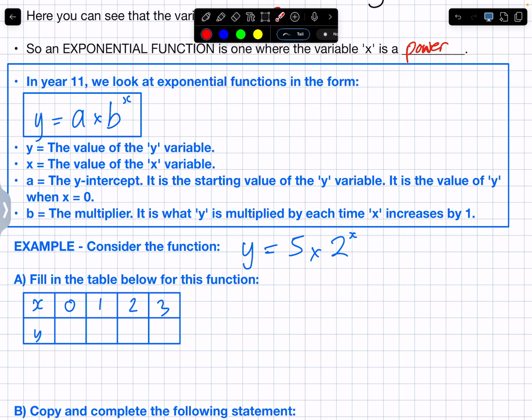Now, you're used to this. Y is equal to mx plus c. Do you remember what the m stood for in linear? The gradient, and c was the y-intercept. Here it's different. A is the y-intercept, and there is no gradient. We call b the multiplier.